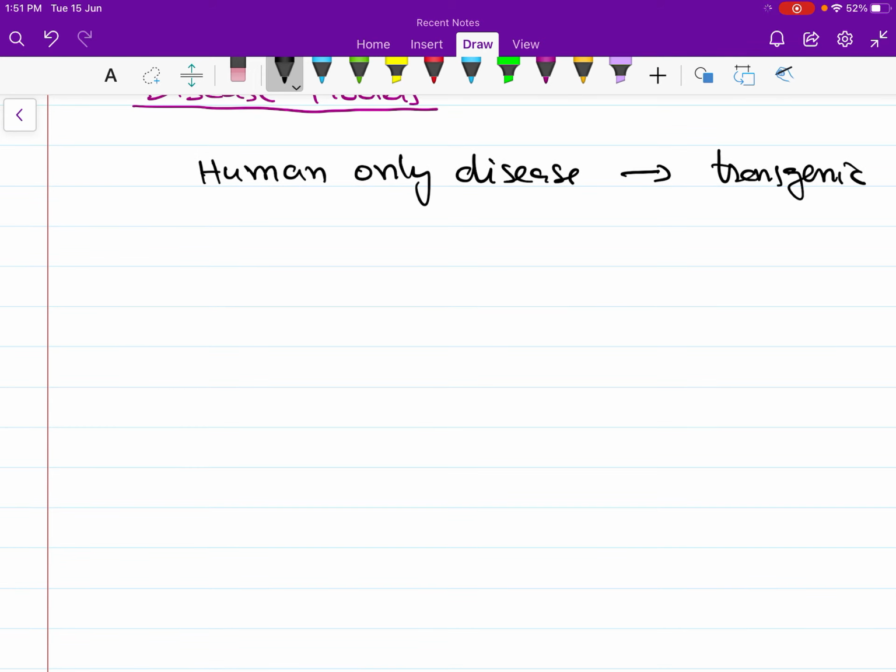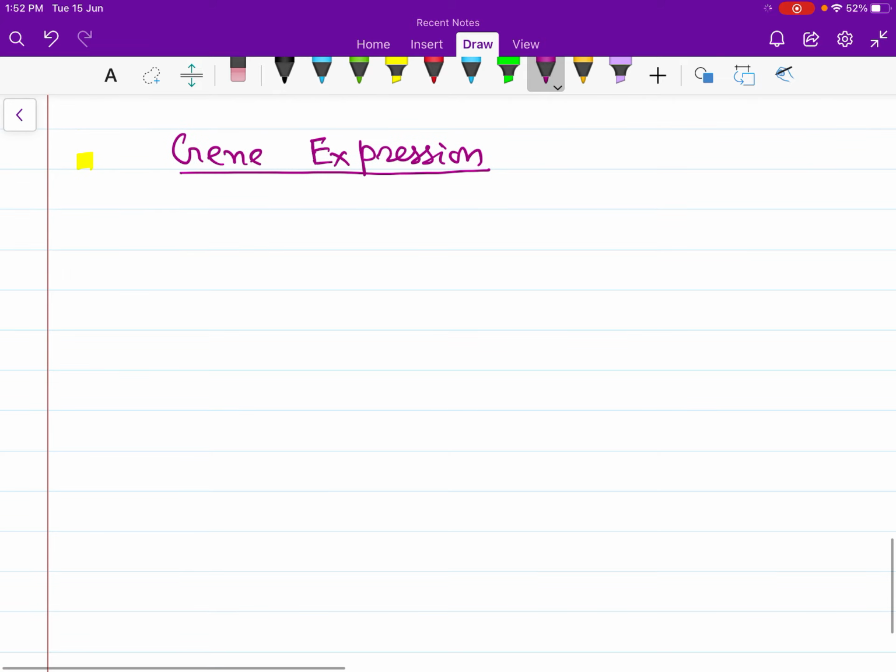Another importance of transgenic animals is that we can study them for gene expression. For example, we don't know the exact function of a particular gene in human beings, so we can isolate that gene and introduce it into a transgenic animal, and then observe the animal to find out what kind of expression that gene shows. This is used to learn how a particular gene is controlled and expressed. So that is another application of transgenic animals.